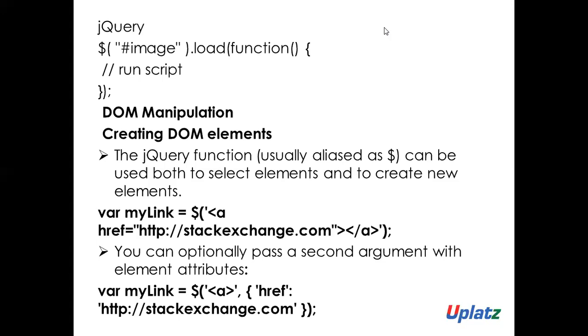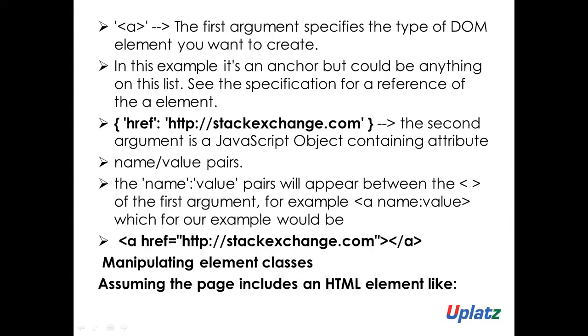So basically, we have both: elements to create, and optionally you can also pass the second argument, as we said, the element attributes. This is the first method and this is the second method. The first argument specifies the type of DOM element that we want to create, in that example an anchor, or anything in the list. The second argument is a JavaScript object containing name-value pairs. The name and value need to appear between the angle brackets of the first argument, like name colon value. That is how it has to be applied.